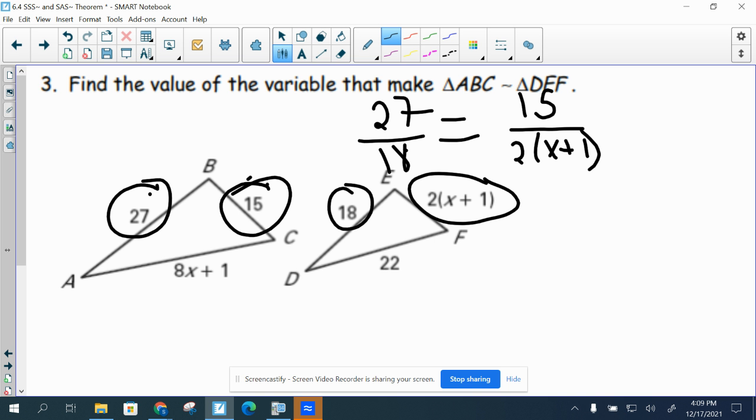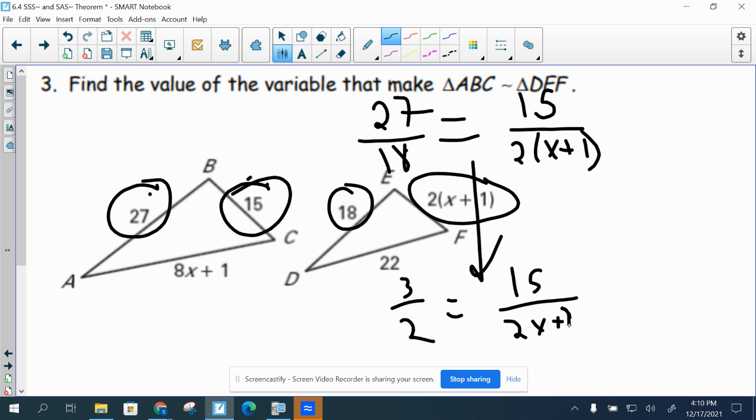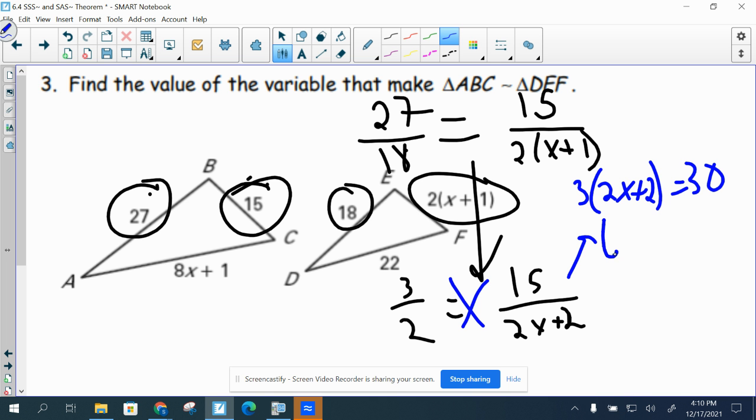And I might simplify this before I get started, because 27 over 18 I can reduce to 3 over 2, because they're both divisible by 9. And then that's 15 over, and then this would be 2x plus 2. So then if I cross multiply, I get 3 times 2x plus 2, and I'll have to distribute there, equals 30. And then distribute the 3, so 6x plus 6, where you could divide by 3 on the 30. Subtract the 6, so 6x is 24, so x equals 4.